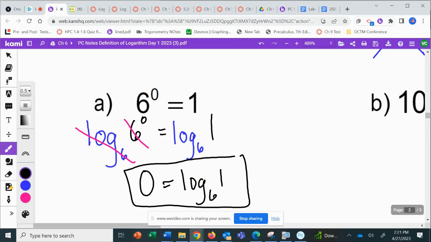There's no real amazing reason why I'm doing this. This is just to get you used to switching forms, which you'll need to do when we solve. So this is to help you get used to a procedure.